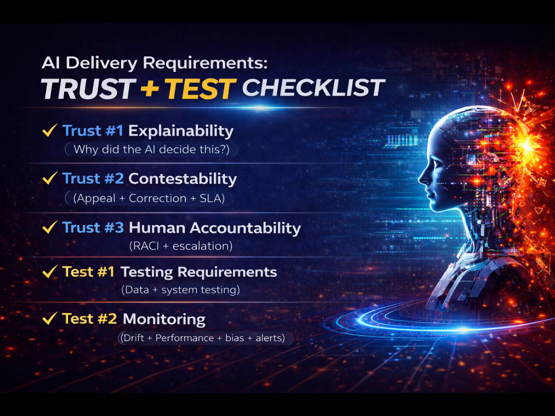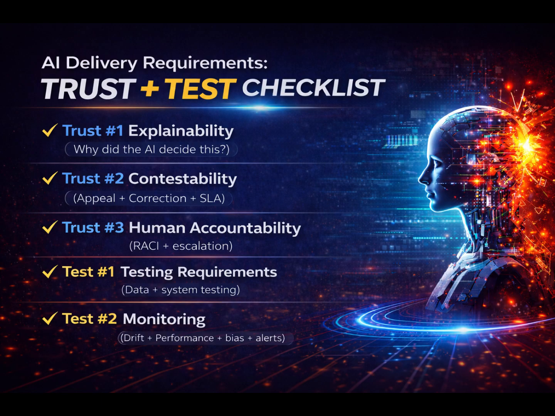Think of AI delivery as two tracks. One is trust, the other one is test. When we talk about trust, it's about user protection and accountability. When we talk about test, it's about evidence, validation, and ongoing monitoring. If you only do track 2, which is test, you might ship a technically strong system that violates user rights. If you only do track 1, you will have great policies but zero proof the system works safely. You need to run both tracks.